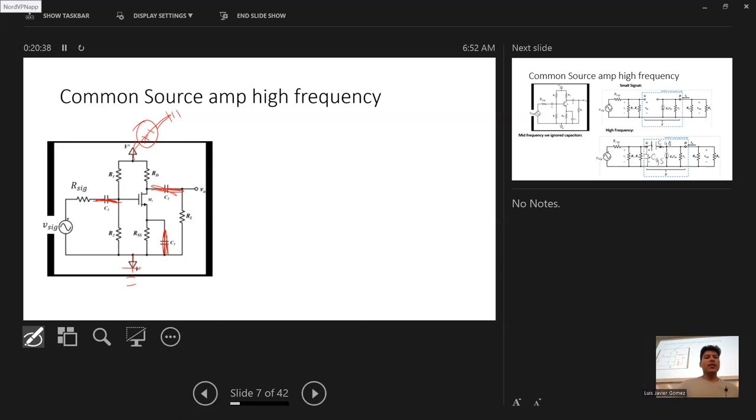Okay, so now that we have this, we have to draw our small signal model. And in this case, the source is grounded. So I'm just going to draw my source terminal at the bottom. Then the input is actually the gate, so I'm going to draw the gate here. And the output is the drain.